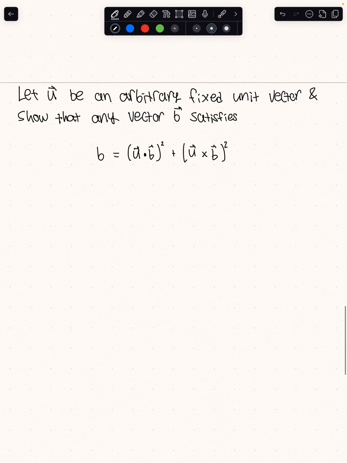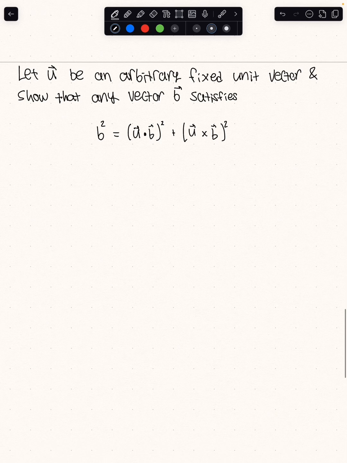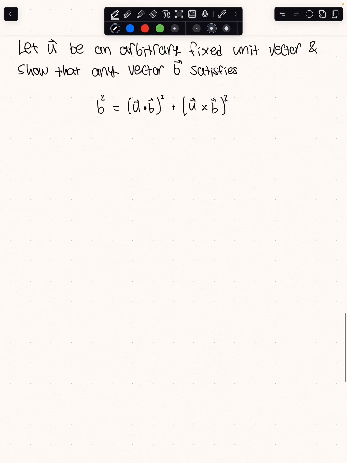Okay, I have the problem set up as: let U be an arbitrary fixed unit vector and show that any vector B satisfies B squared equals (U dot B) squared plus (U cross B) squared. This is not too hard of a problem, and yet it shows quite an interesting result.